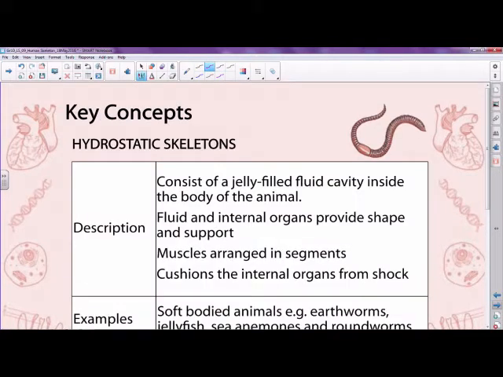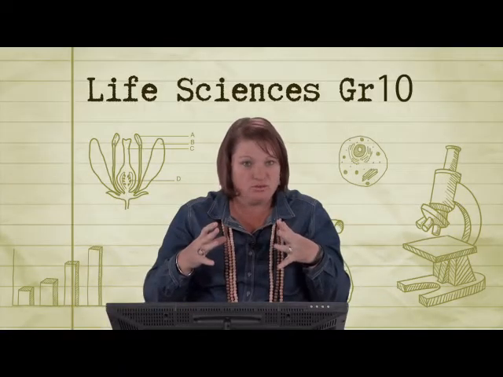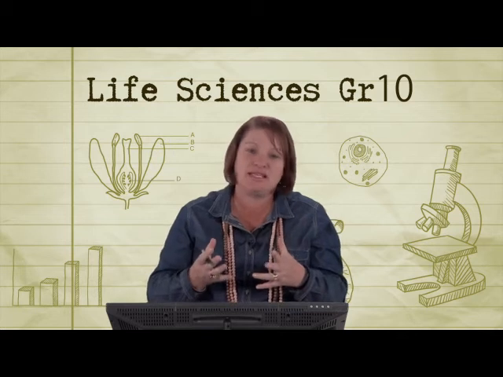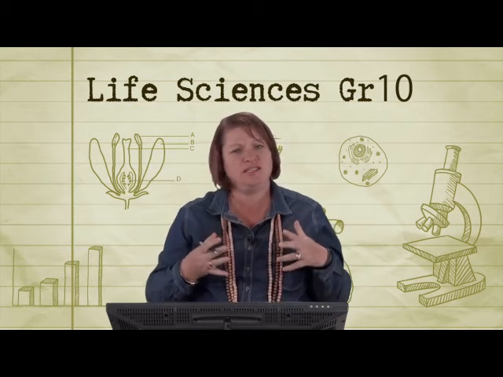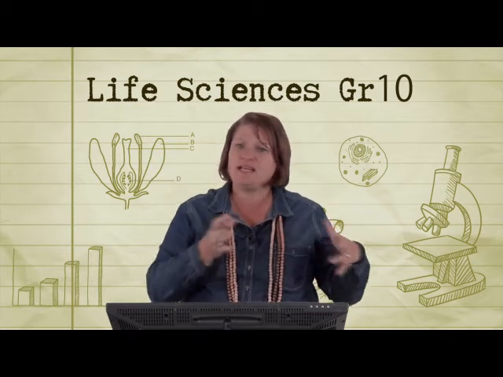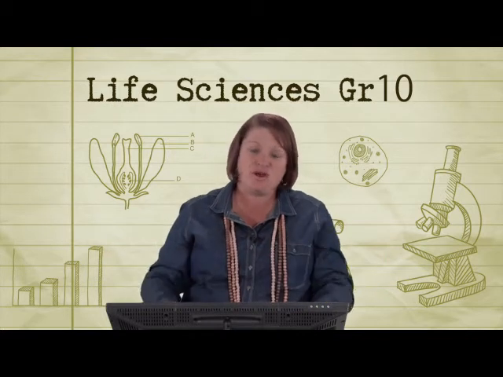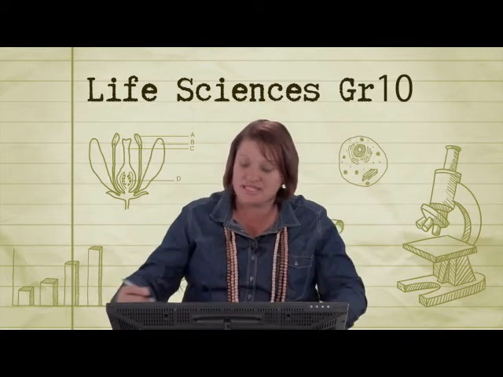I've put it in a table format so that you have an understanding of what kind of skeletons we're looking at and examples of animals that have those different skeletons. We're also going to notice that the skeletons might have an advantage or a disadvantage to the animal. Now, the first skeleton that we look at is a hydrostatic skeleton.